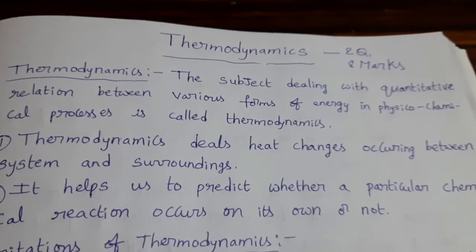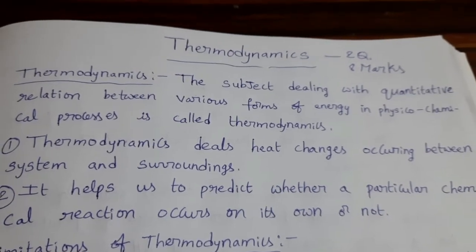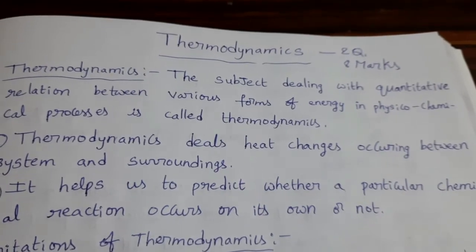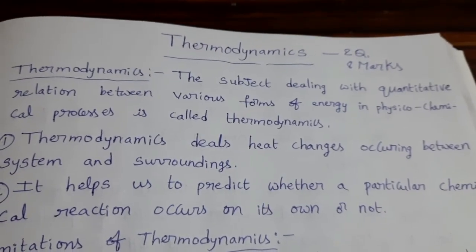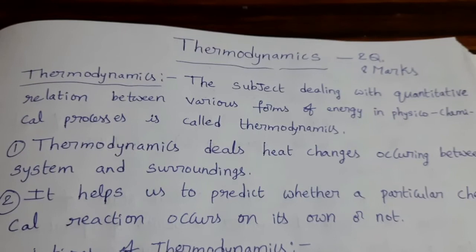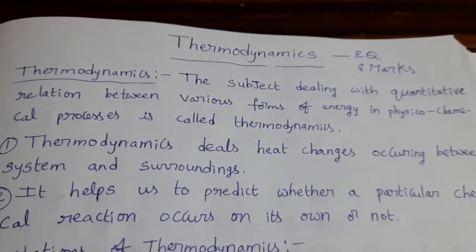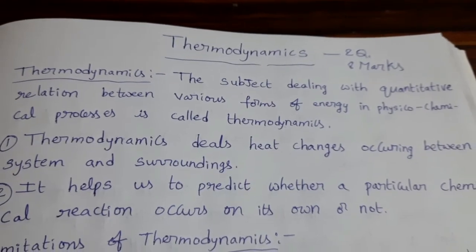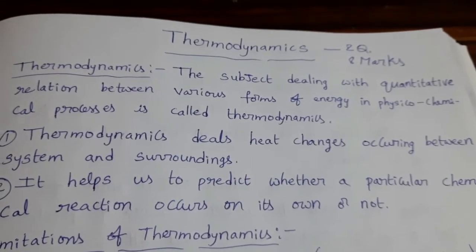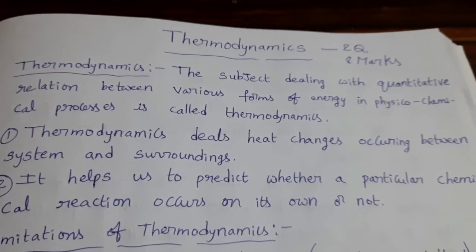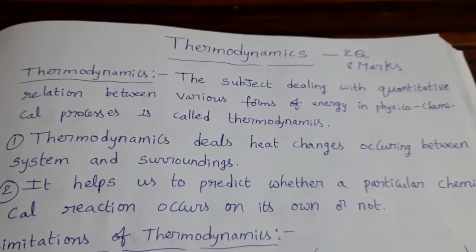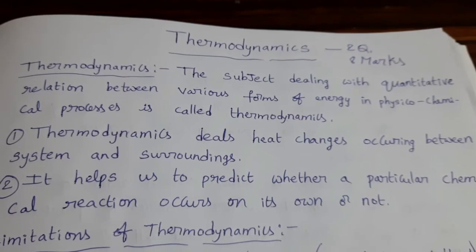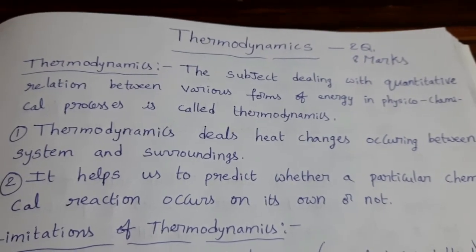Energy is available in different forms: heat energy, electrical energy, mechanical energy. In this way, in various forms we have energy. So what is the relation between these various forms of energy? These various forms of energy we can observe in physical and chemical processes. So this chapter gives the relation between different forms of energy in chemical processes and physical processes.